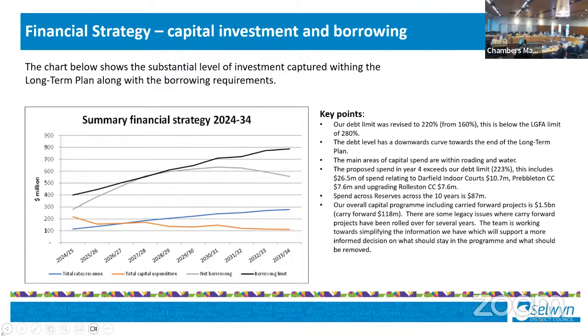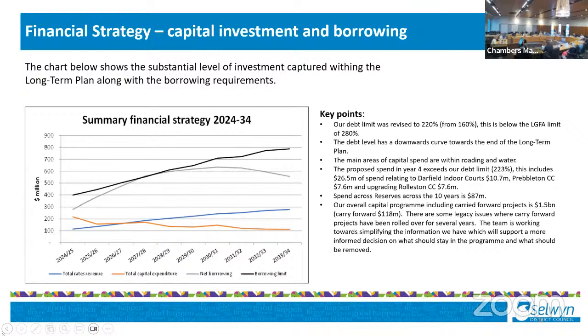I've just noted in there as well that the spend across the reserves over that 10-year period is 87 million. There is a little bit of catch-up spend that we've covered previously when we've talked to legacy issues. But I think the key thing to note here is our overall capital programme, including the carryovers, is 1.5 billion. That is a lot based on what we have delivered in the past. Now, that does include a carryover position at 118 million. Just on the carry forwards, so that's overall organisational carryover position.